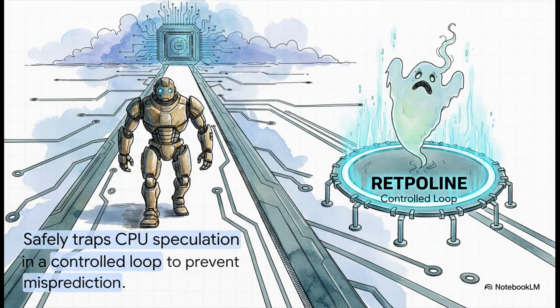Another totally fascinating software tactic for dealing with branch misprediction is the ret polling. A ret polling safely traps the CPU's speculation in an endless loop, which completely prevents attackers from steering branch predictions across security domains. It effectively bounces the speculative execution into a safe, controlled area, while the actual architectural execution just continues normally in the background. It's a really clever way to patch existing hardware without having to wait around for new microcode updates.